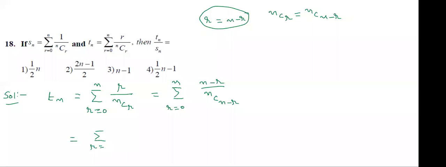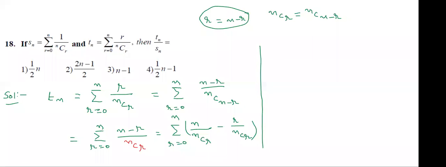So in the denominator, I am going to change. r equals 0 to n, (n minus r). Denominator nC(n minus r) means I am writing nCr. There is a change here. Now split into two parts: sigma r equals 0 to n of n by nCr minus r by nCr.